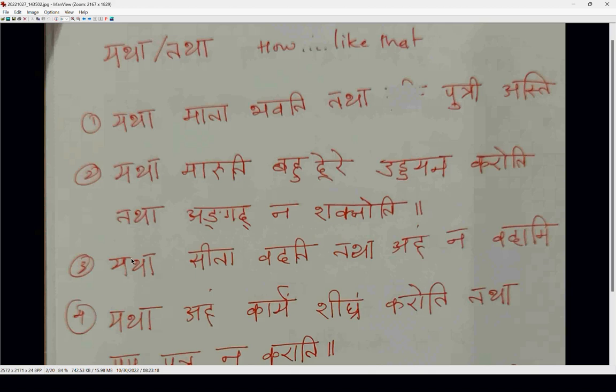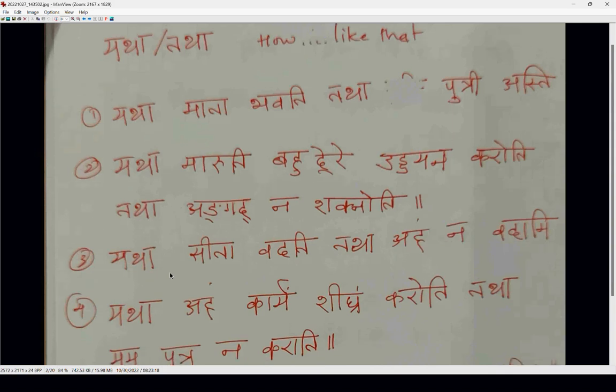That's nice. Yatha marutihi, put that visarga. Yatha marutihi bahu dure. I mean, how far Hanuman can go, that much Angad Prince couldn't go. I know there's something wrong there. I think yavat is better here. Yavat marutihi bahu duram uddayanam karoti tavat angadaha na shaknoti. Yavat, tavat. Okay.